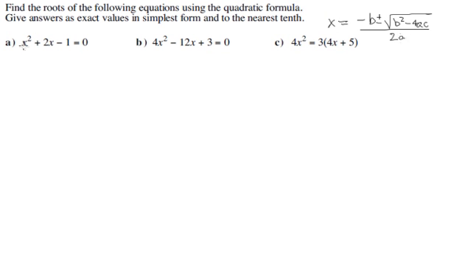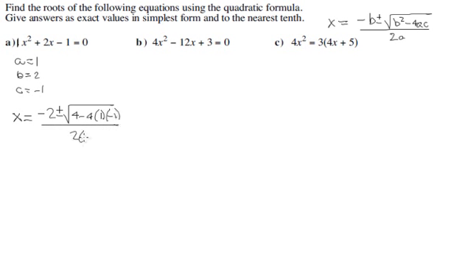So let's try this out. This one, first it has a hidden coefficient here. The x squared coefficient is 1. So for this, a equals 1, the middle coefficient is 2, and the last coefficient is negative 1. So its solutions should be minus b, minus 2, plus or minus root, b squared is 4, minus 4 times a times c over 2 times a.